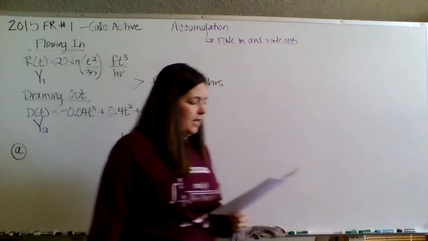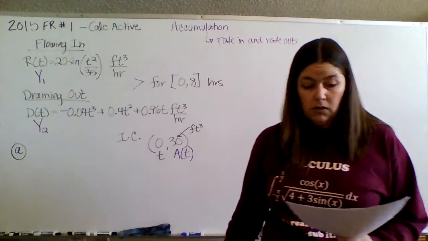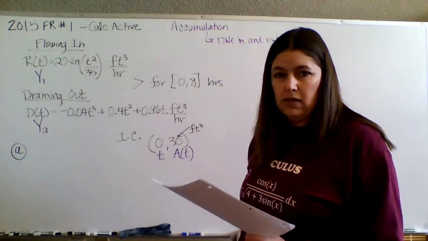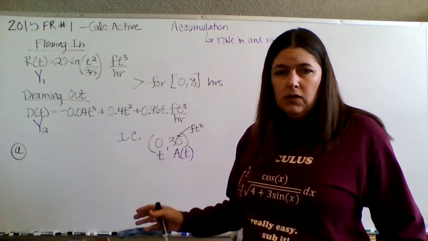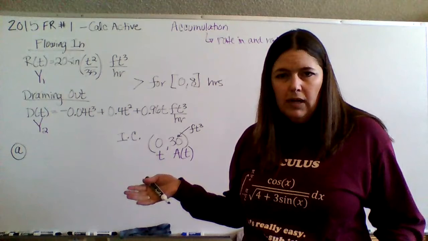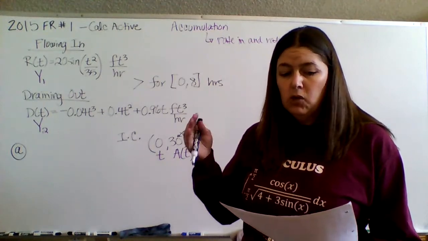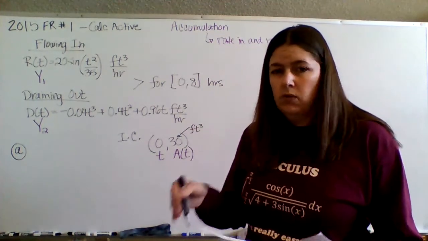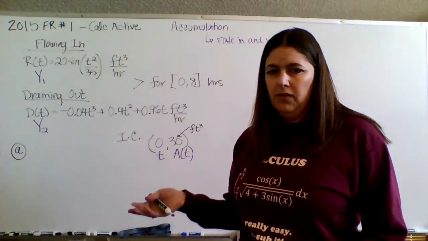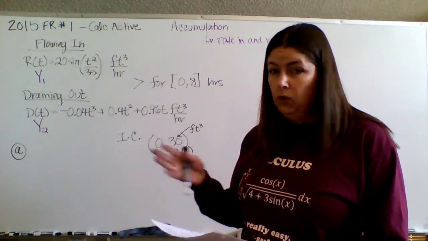So part A says, how many cubic feet of rainwater flow into the pipe during the 8-hour time interval? 0 is less than or equal to t, which is less than or equal to 8. So they often will do this on an accumulation problem, where they'll ask you a question that only deals with one of them, right? It says, how many cubic feet of rainwater flow into the pipe? So we don't care about the stuff that's draining out. Don't we just want the stuff that's flowing in? And we want it for the whole time interval.